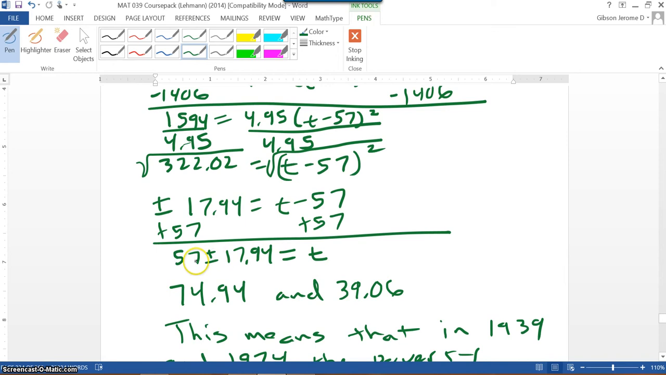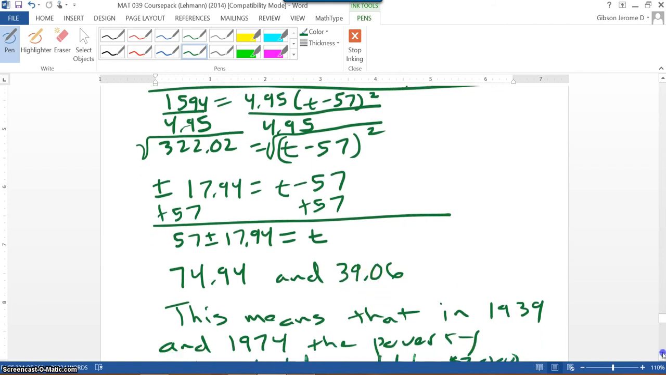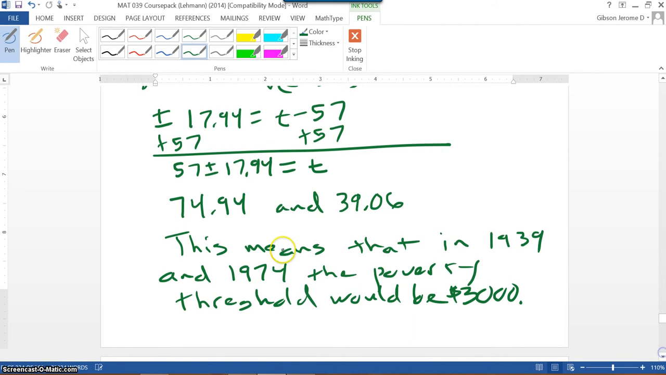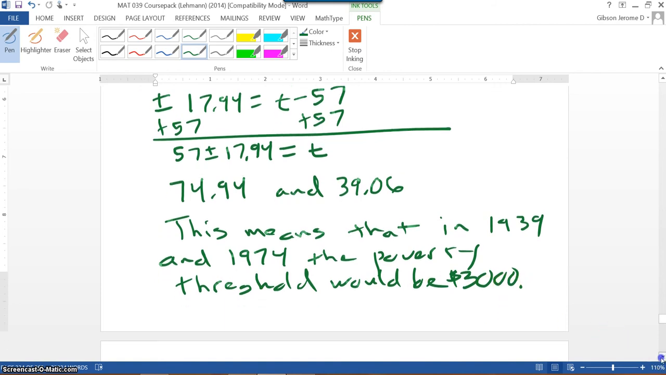Now, what we would end up doing is we would add 57 to the 17.94, which gives us 74.94, and then also we would take 57 minus the 17.94, which would give us 39.06. Now remember, all of the dates are since 1900, so this means that in 1939 and 1974, the poverty threshold would be $3,000. And that is the final answer to that problem.